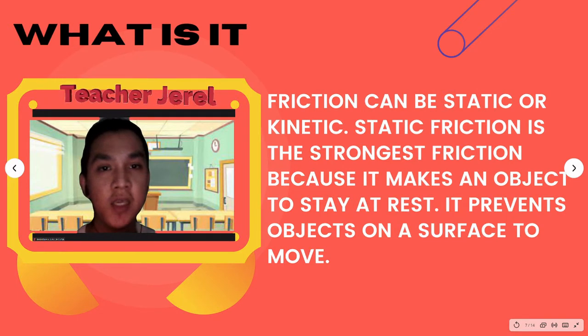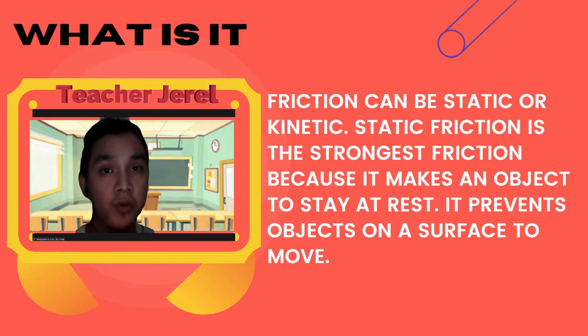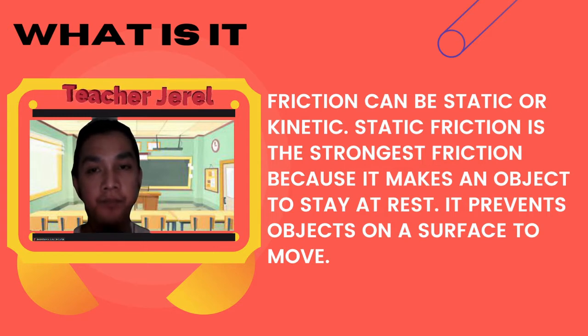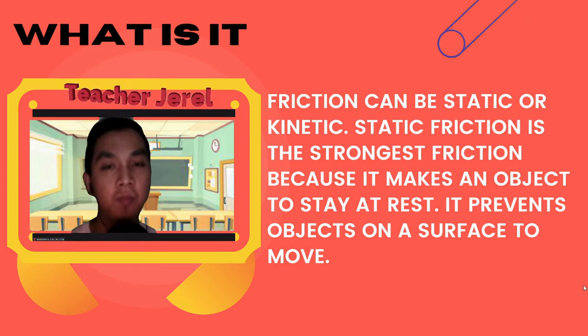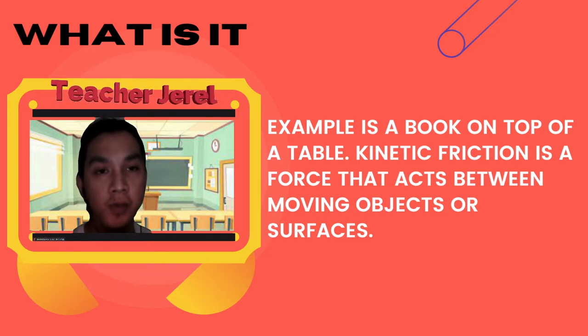Friction can be static or kinetic. Static friction is the strongest friction because it makes an object stay at rest. It prevents objects on the surface from moving. Static friction is at rest. Hindi po siya gumagalaw. Hindi gumagalaw ang mga friction na static. While kinetic provides motion. Okay? Example of static friction is a book on top of the table.